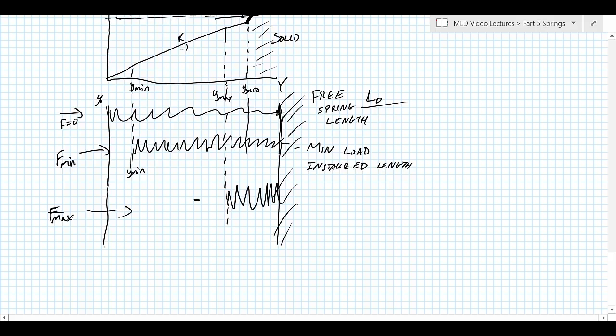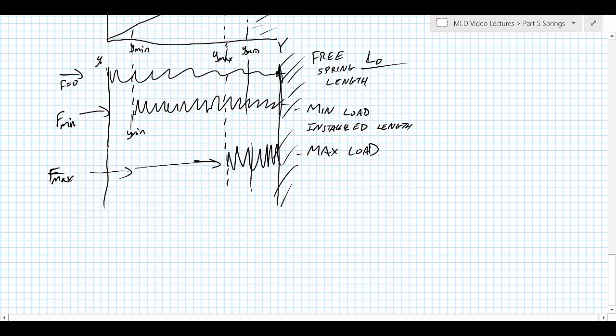Like this. So here's our F max. This will be the maximum load that we want. And you'll notice it's not the same thing as the load that makes it go solid. That's because what we want is a load that keeps it from ever hitting that solid.